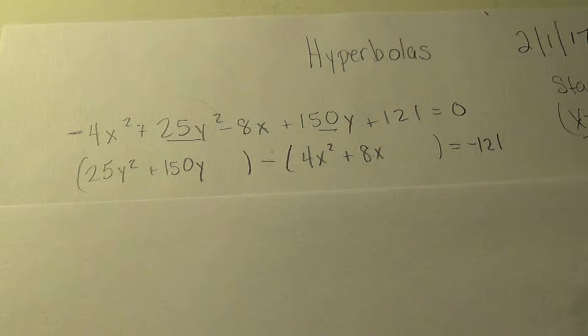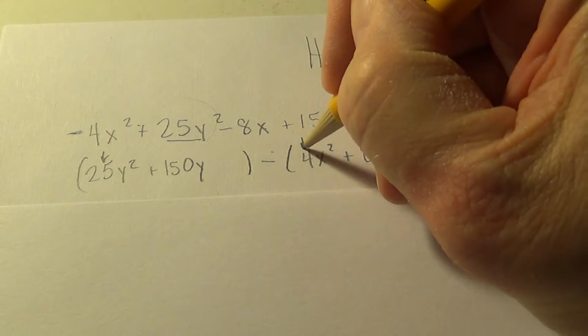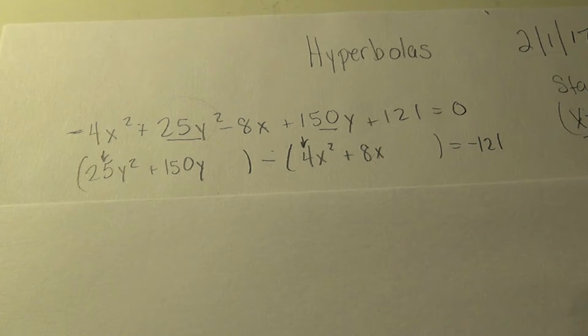Alright. Now we're interested in completing the square, but two things have to take place before we can. We have to deal with this and this. Do you remember what it is?